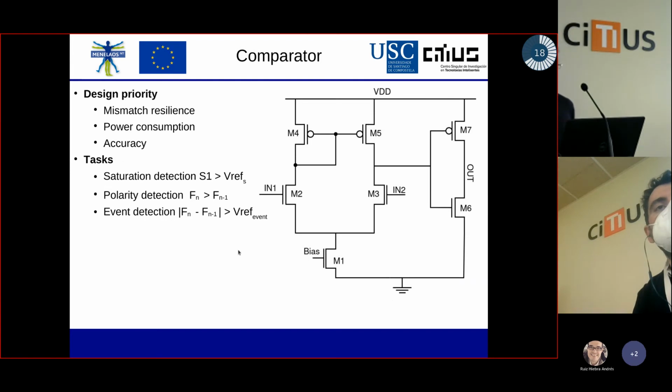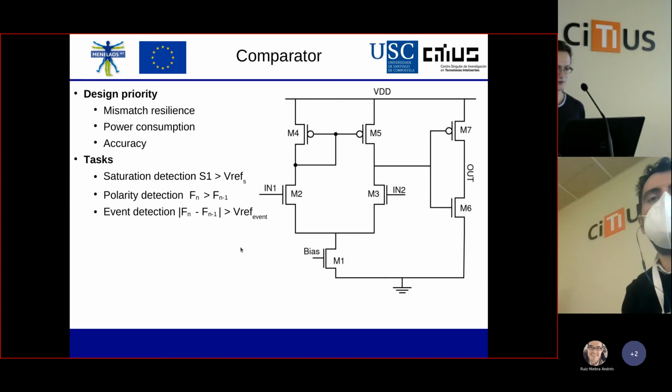The comparator is implemented as a differential pair followed by an inverter to increase its accuracy and gain. The design priority was to make it mismatch resilient. It is quite big for that reason. The other priorities were power consumption and accuracy. And the tasks are saturation detection, so when we will use overblown electrons, and polarity detection, which is needed to determine whether the event is on or off.